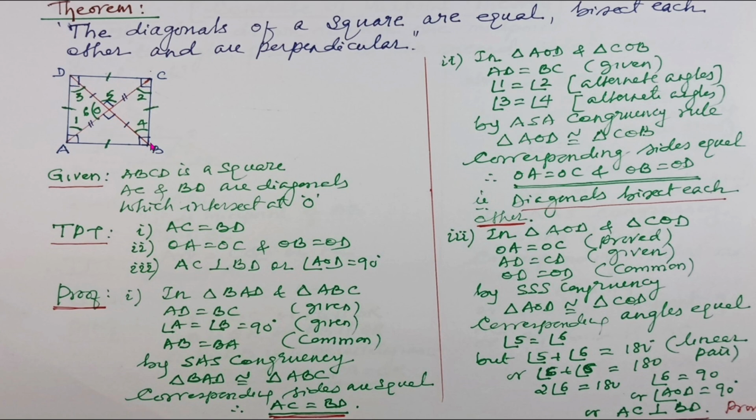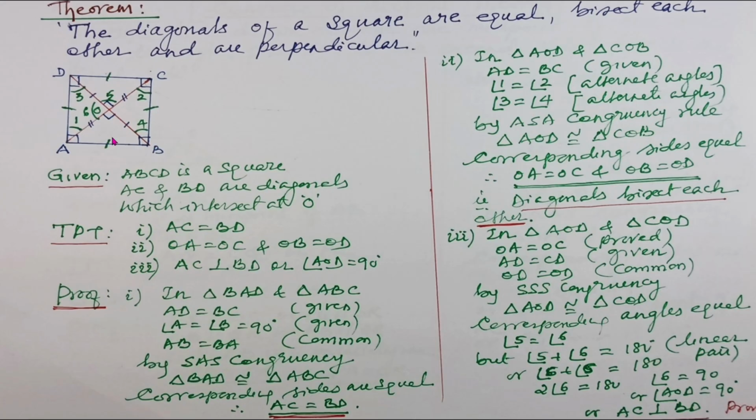Now let us consider the two triangles here, triangle BAD and ABC. In triangle BAD and ABC, AD is equal to BC because they are opposite sides of a square, and in a square you know that all sides are equal. And AB is common to both the triangles. Angle BAD and ABC, rather angle A and angle B, are 90 degrees. Therefore, by side angle side congruency criteria, these two triangles BAD and ABC are congruent.